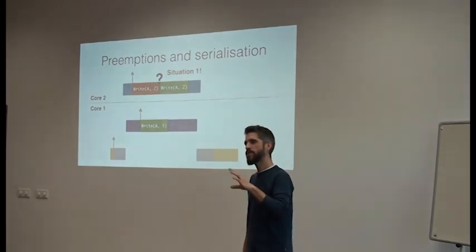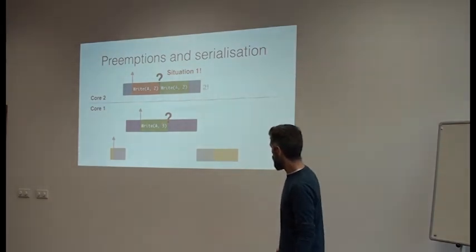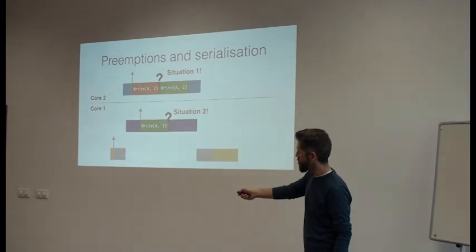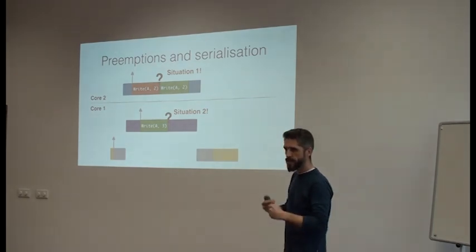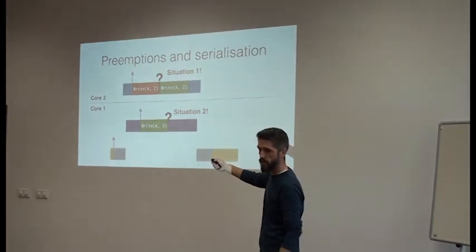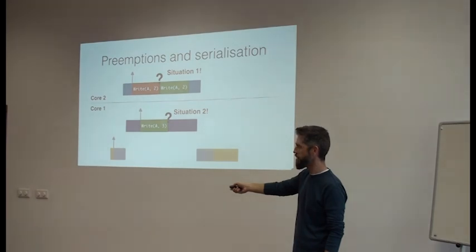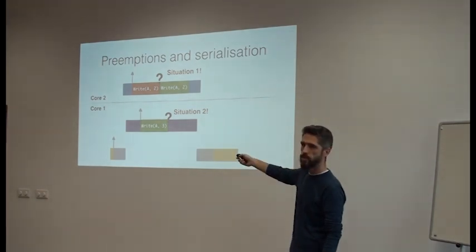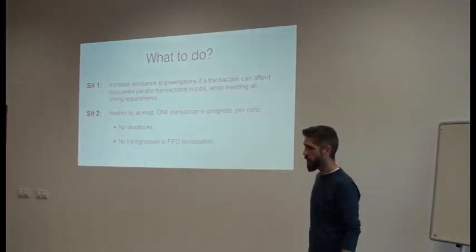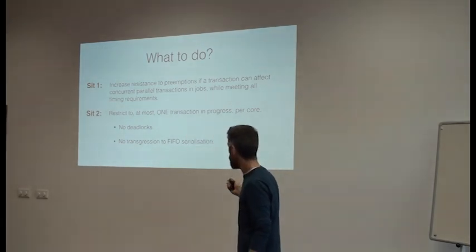I use something that was based on the stack resource protocol. What I was saying is that this transaction should increase its resistance to being preempted, because other transactions in other cores could be waiting for it to continue. And if I finish this as soon as possible, I'm sure that these transactions will also finish as soon as possible. And in situation 2, restrict to at most one transaction in progress per core.